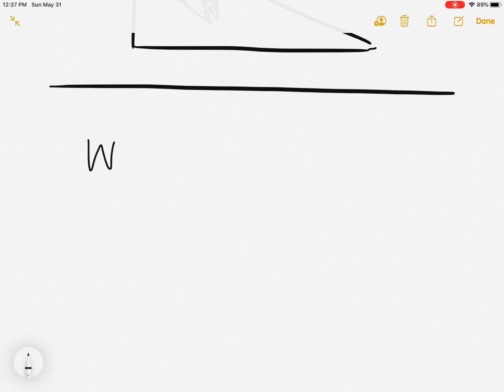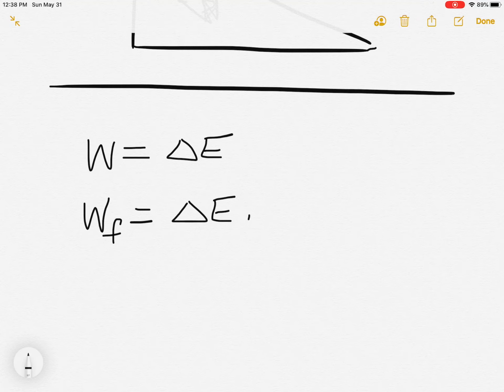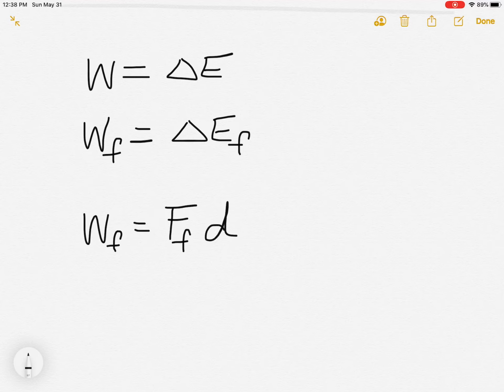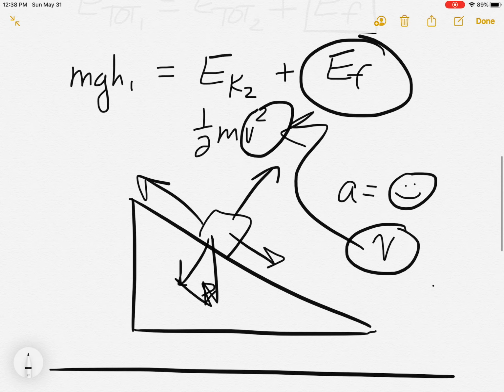The other approach is to remember that work equals the change in energy. So if friction is causing the energy to be lost, then the work that's done by friction will tell us how much energy changes because of friction. In other words, it'll tell us the frictional energy. Well, work equals force times distance. The work done by friction will be the force of friction times the distance over which it acts.